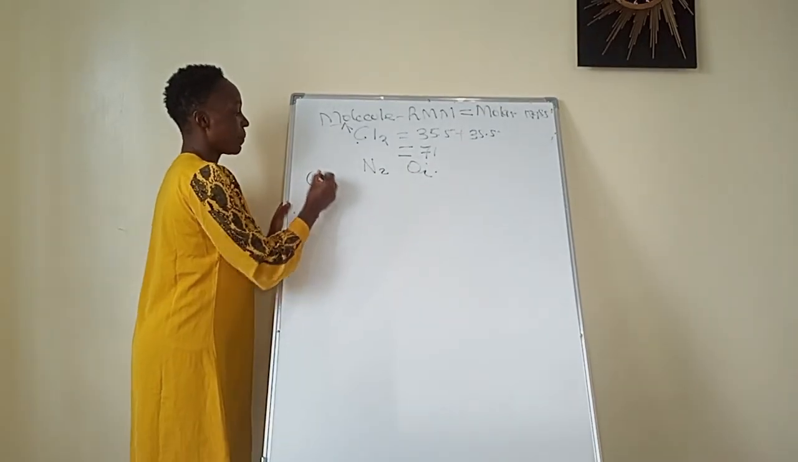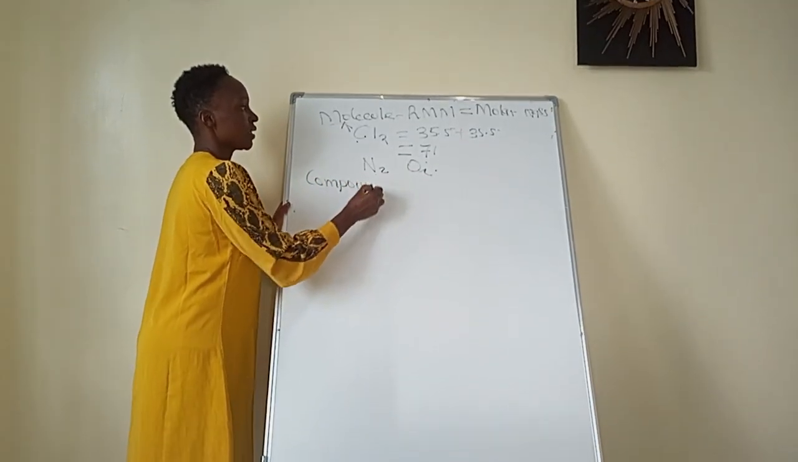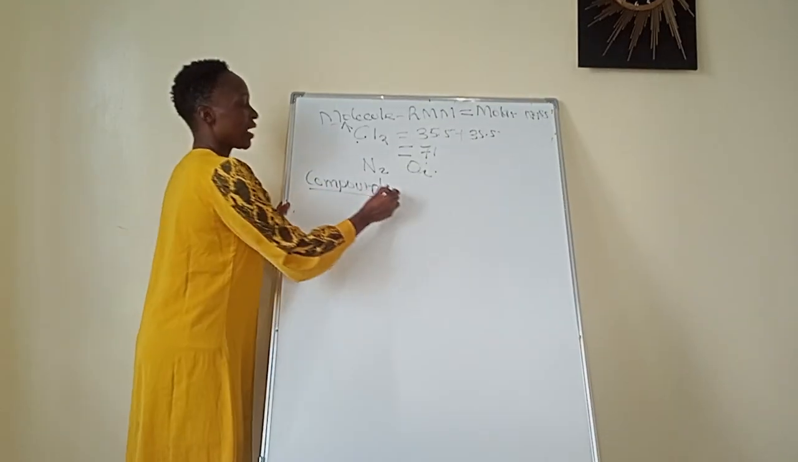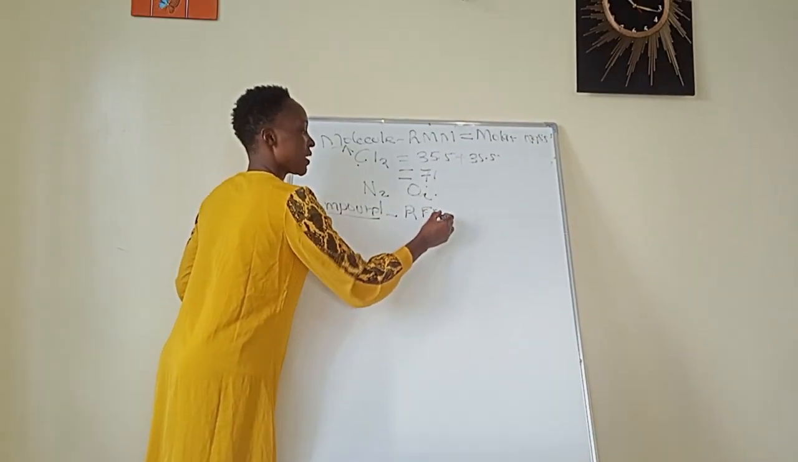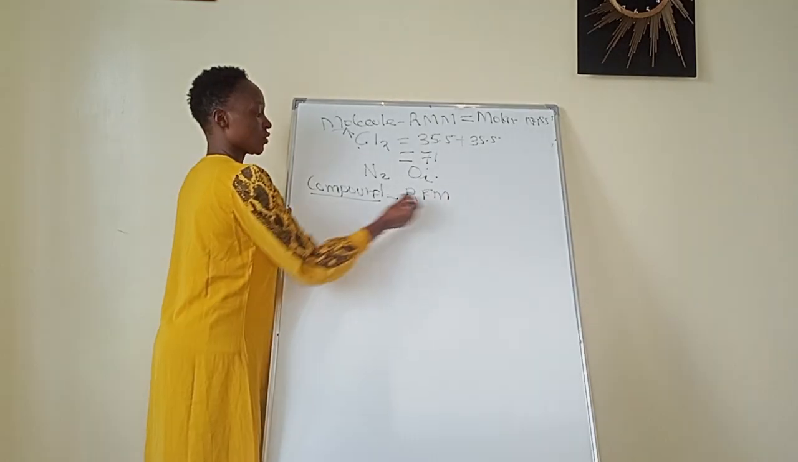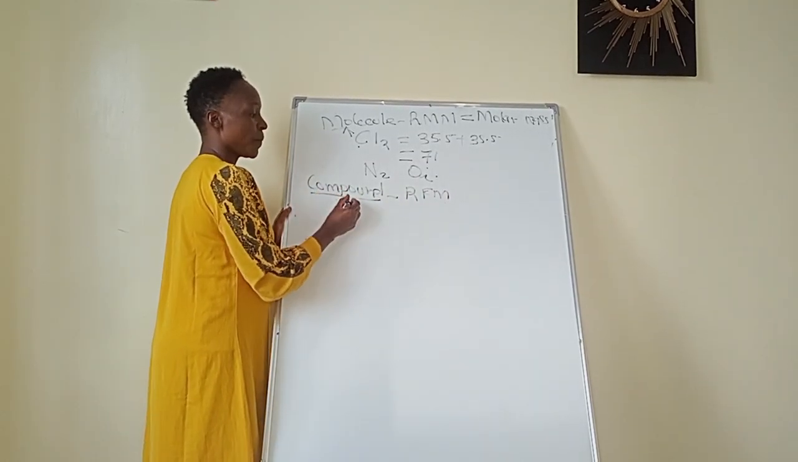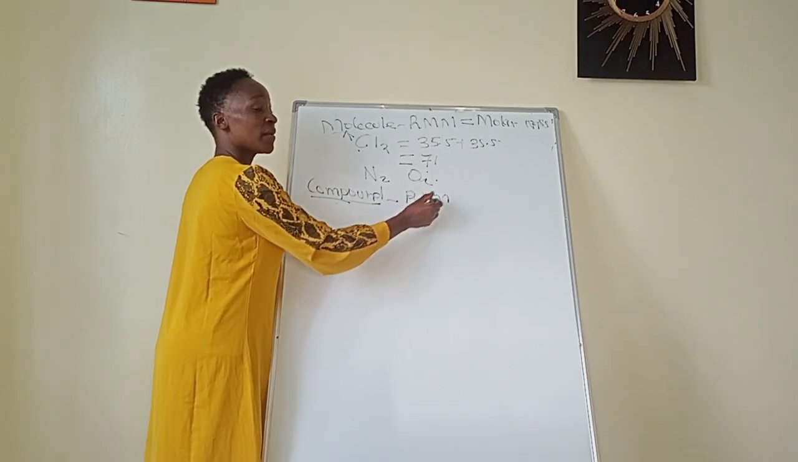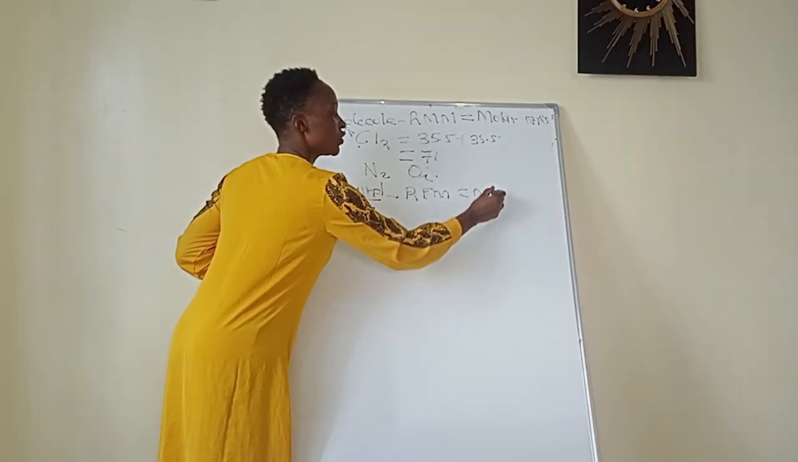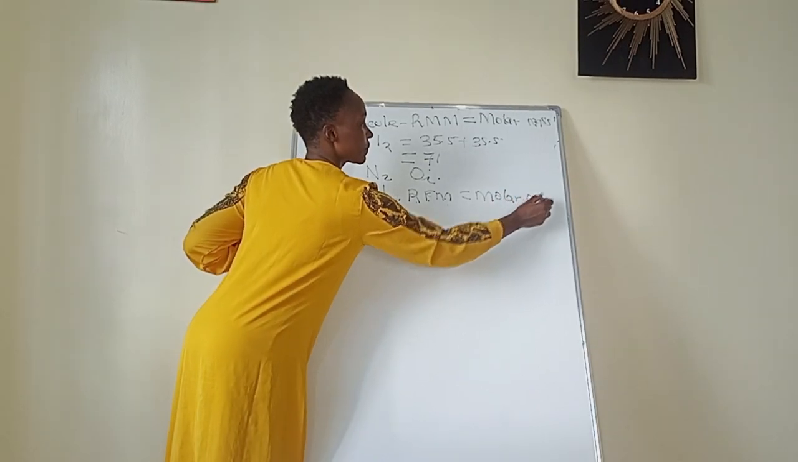So when you talk of a compound, we have to look at now the molar mass of a compound. And for a compound, we talk of the relative formula mass. So the relative formula mass of a compound, we add masses of individual atoms making the compound, and that one we get the relative formula mass, which will be also equivalent to the molar mass.